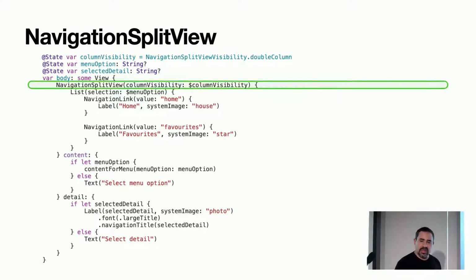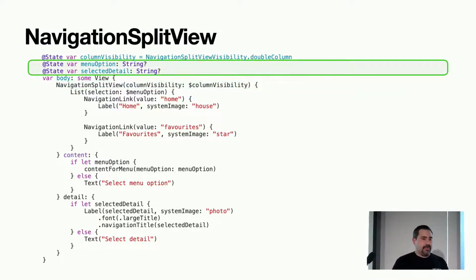This is how it looks like in the code. So basically, you can pass a binding variable to control the column visibilities. You can also control the column size. And in this case, having a couple of variables, one that is controlled by the side view, which will determine what is shown in the content view. And the other one is the one that determines what's going to be shown in the detail view, right, which is controlled by the content view.